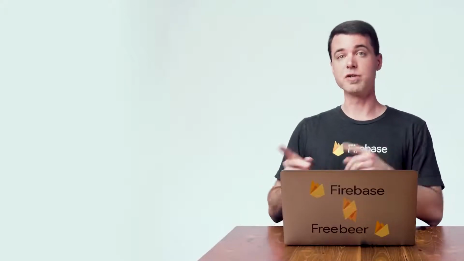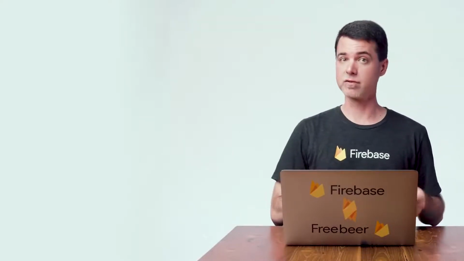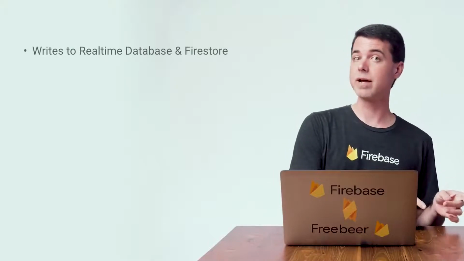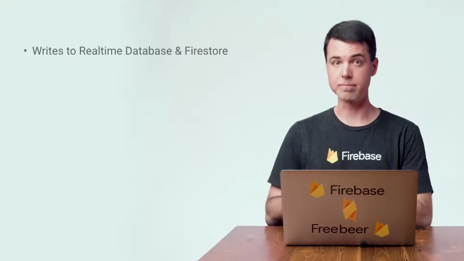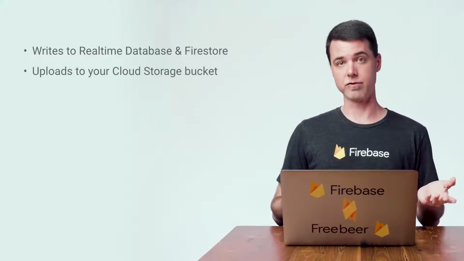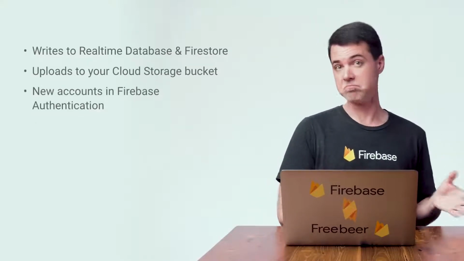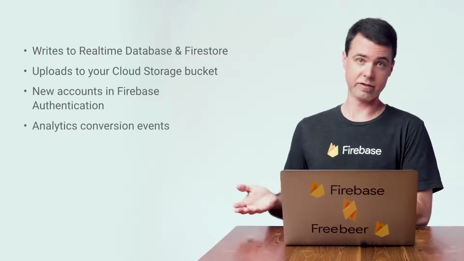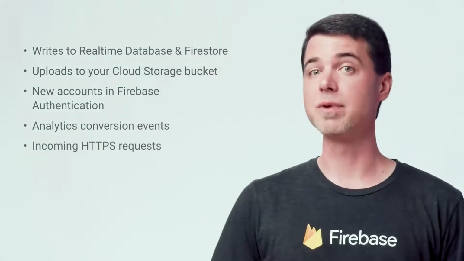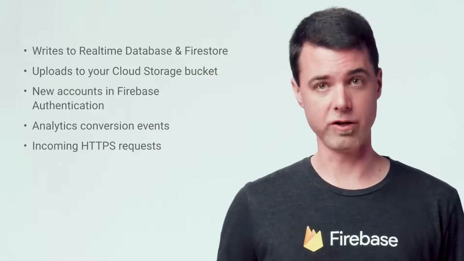The way Cloud Functions works is like this. Your code is triggered in response to events coming from Firebase products. For example, writes to real-time database or Firestore can trigger a function, as well as file uploads to your cloud storage bucket. You can respond to new user accounts created by Firebase Authentication and conversion events in Google Analytics for Firebase. Also, you can respond to incoming web requests over secure HTTP.